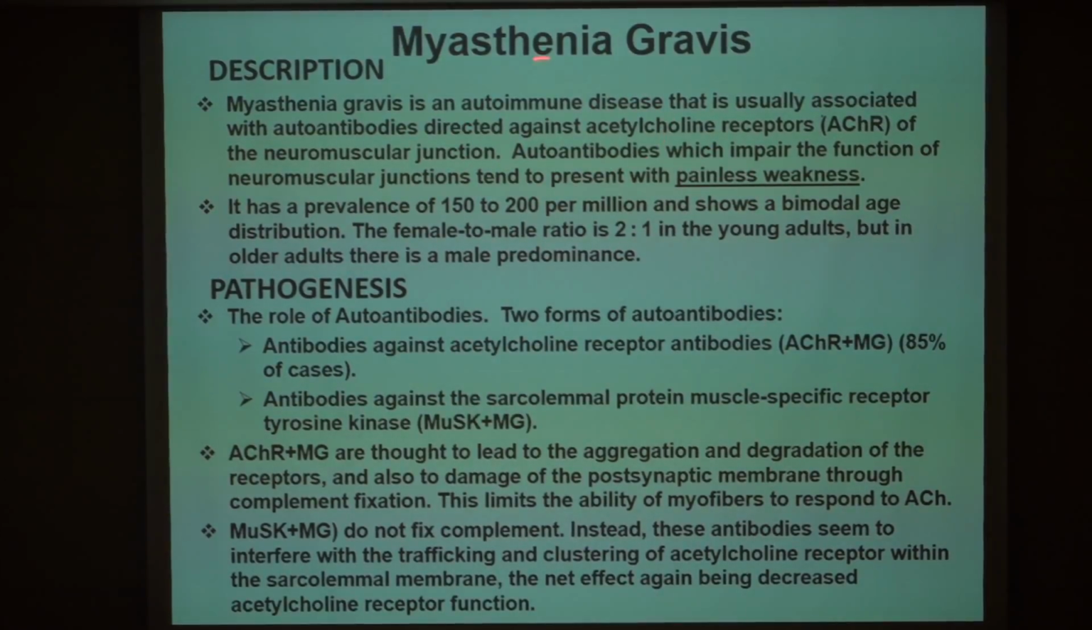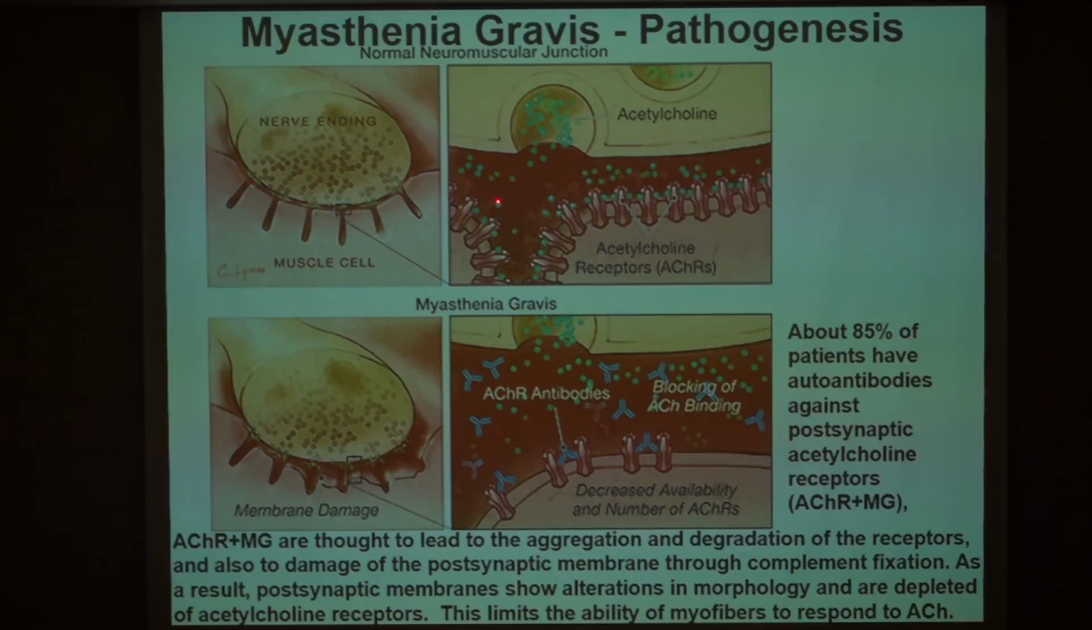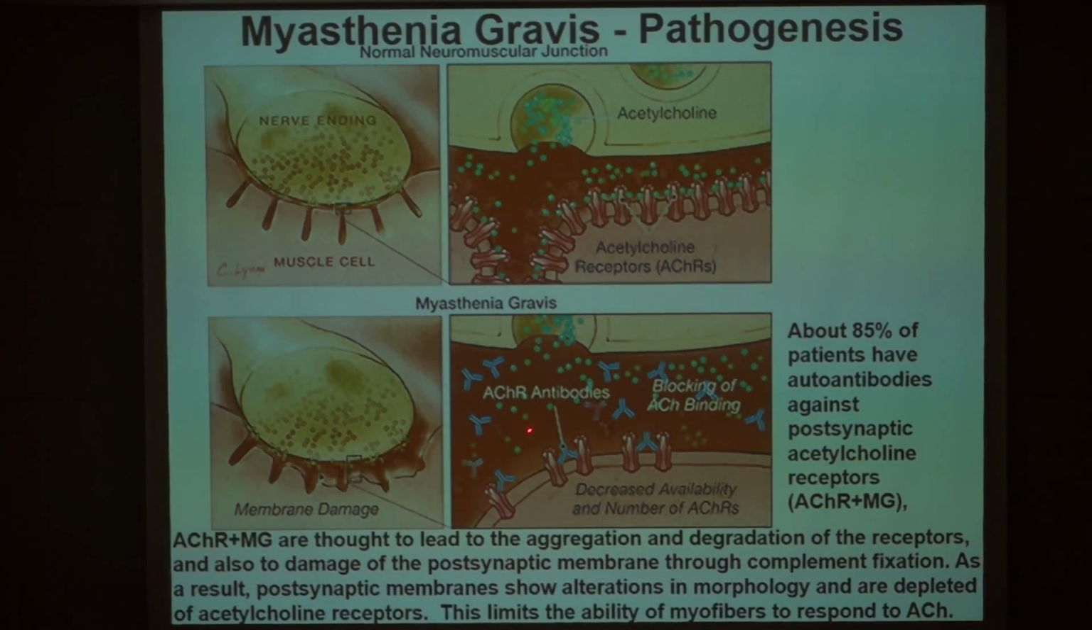You'll remember, myasthenia is an autoimmune disease, and that it has two autoantibodies that are involved in it. 85% of the autoantibodies are the antibodies against the acetylcholine receptors. And remember, in class we talked about the fact that in myasthenia gravis, basically you see a loss, a degradation of the acetylcholine receptors, and you see damage of the postsynaptic membrane that occurs because of complement fixation.